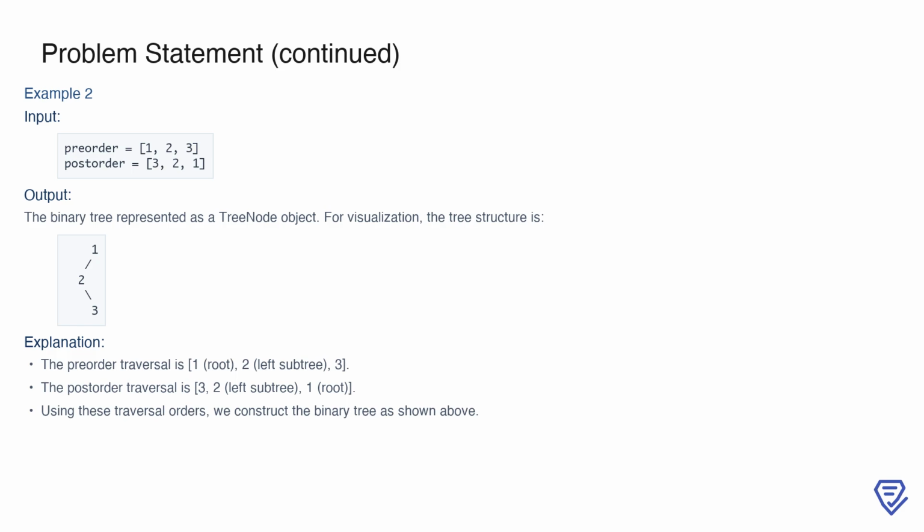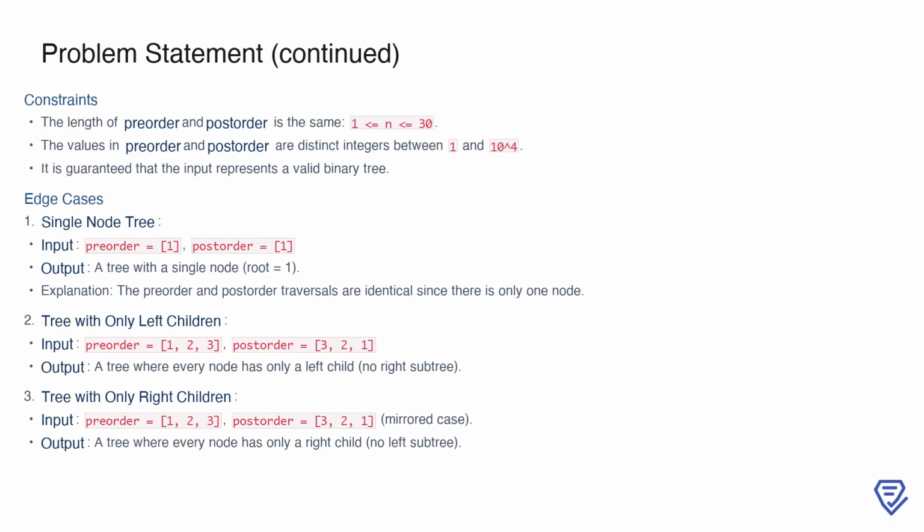The Preorder traversal confirms this by visiting the root first, then the left subtree, and finally its child. Similarly, the Postorder traversal confirms the structure by ending with the root, after visiting its subtrees. The problem also provides constraints to help guide your implementation.